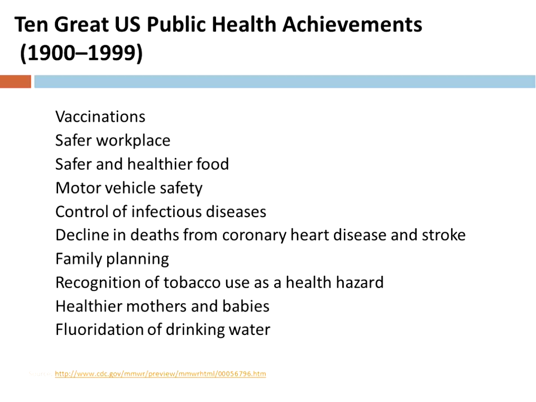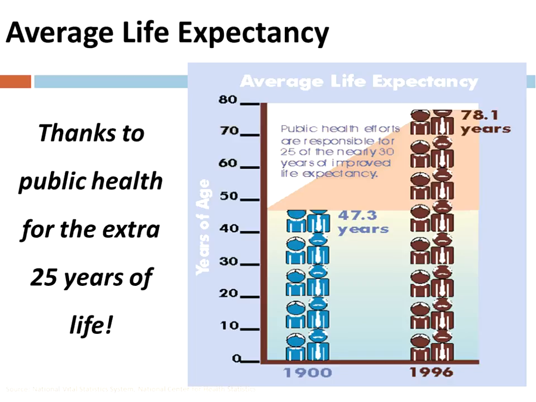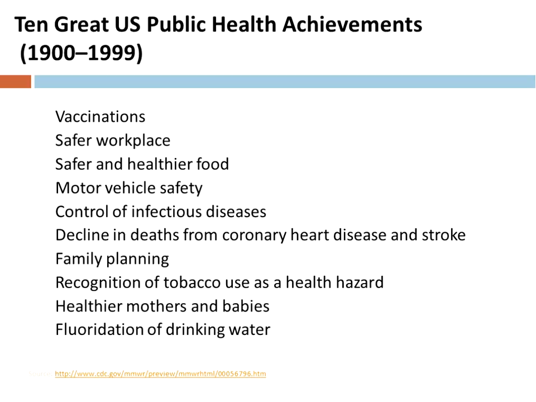So what has public health done for us in the past 100 years? The current life expectancy in 2013 is 78.7 years versus the life expectancy in 1900, which was 47 years. So we can thank public health for another 25 years of life.